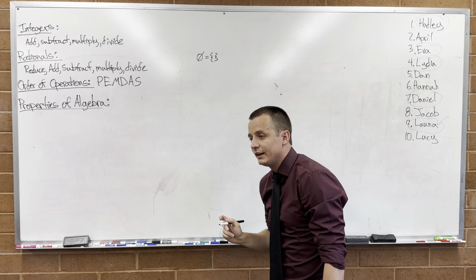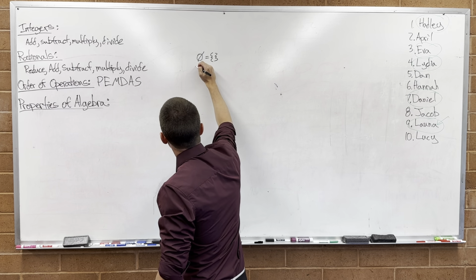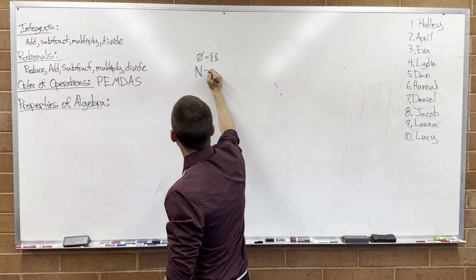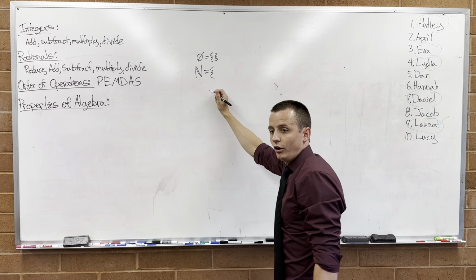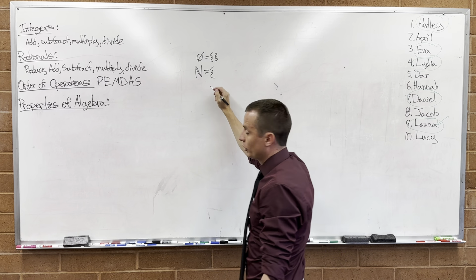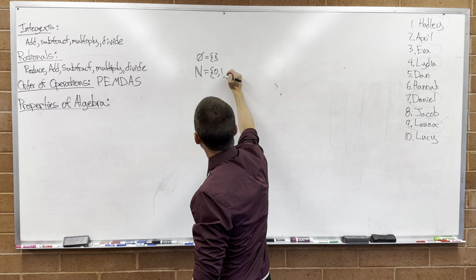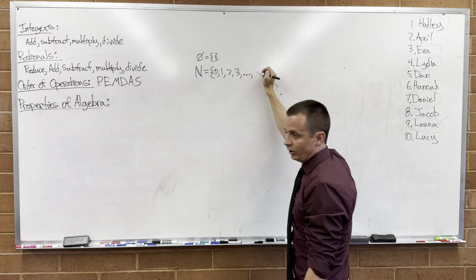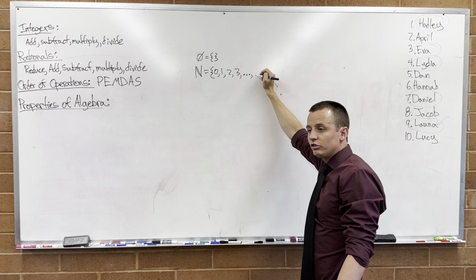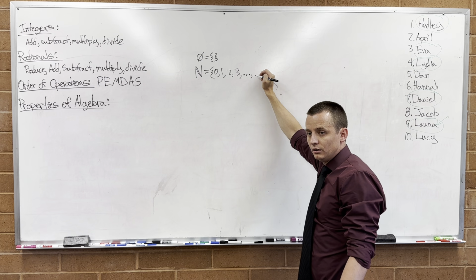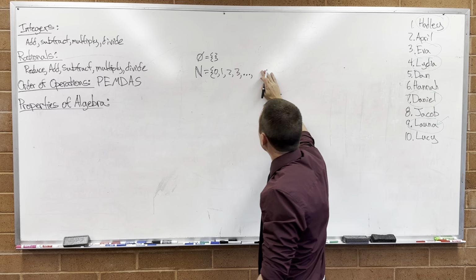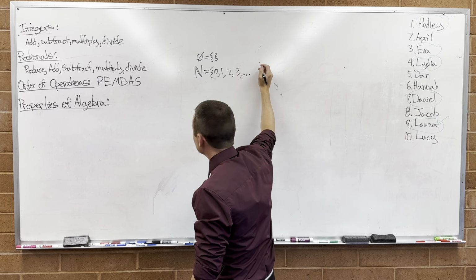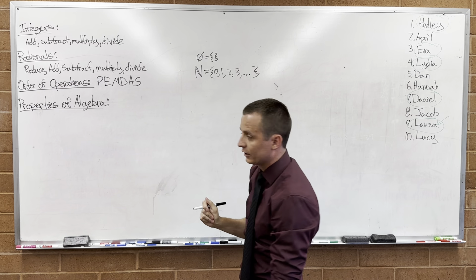Then we have what are called the natural numbers. The natural numbers, we write a fancy N to designate. The natural numbers are all the whole numbers starting at 0. So 0, 1, 2, 3, dot, dot, dot. All the way up to which number? We stop at 97, right? Why? Good question. No, all the way up. Good. So those are what we call the natural numbers.